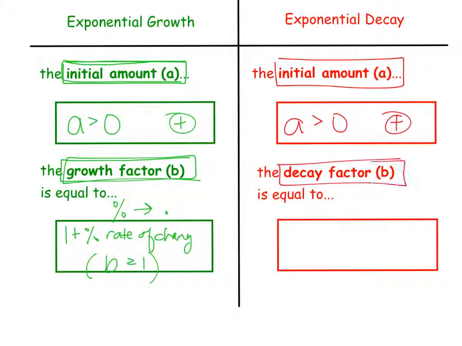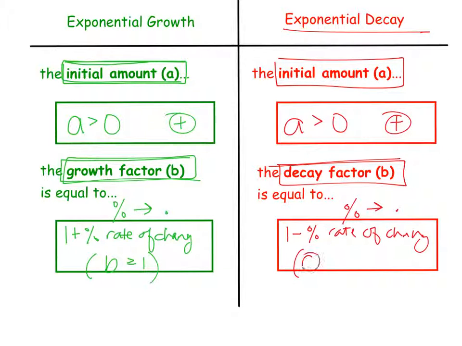Now, looking at decay, here's where things are a little different than growth. Rather than 1 plus your rate of change, you're going to do 1 minus the percent of your rate of change. And your percent, like in growth, has to be in decimal form. So your decay factor in exponential decay equations is going to be between 0 and 1. 0 is less than b, but b is less than 1.